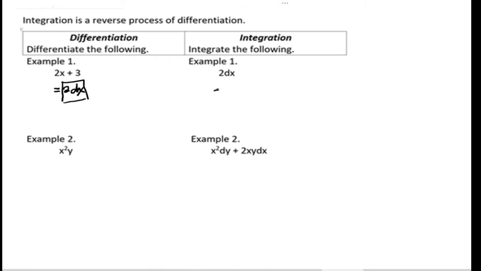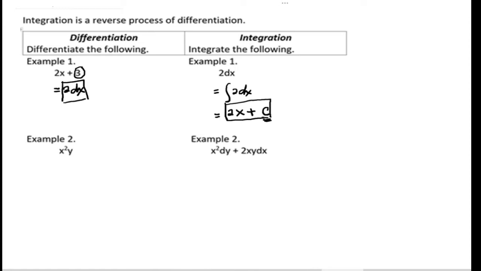Then, this answer 2dx is now the given in our second column. We are going to integrate this term, expecting that the answer will go back to the given in differentiation. So integrate the 2dx, and the answer for this is 2 times the integral of dx, which is x. Then write the constant c, in which the constant c here represents the constant 3 on the left side. So, as shown, integration and differentiation are a reverse process.